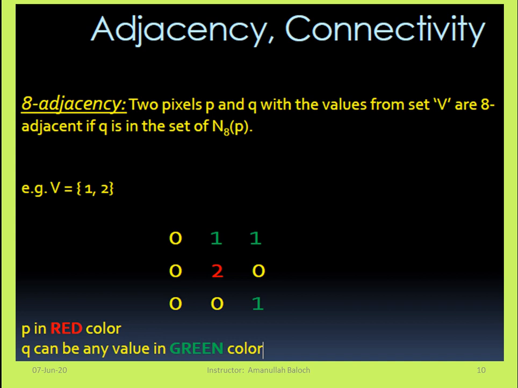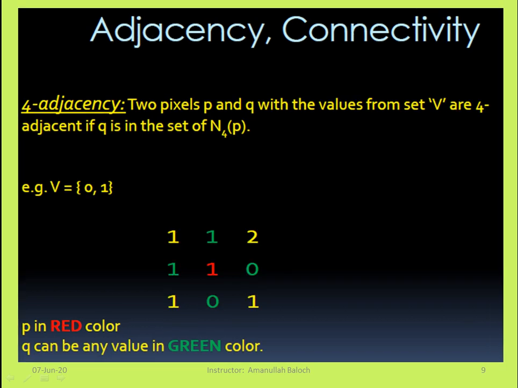8 adjacency: two pixels P and Q with values from set V are 8-adjacent if Q is in the set N8 of P. In the previous example, N4 of P, all these 4 neighbors will be considered the adjacent pixels of the central pixel because their values belong to this set V.